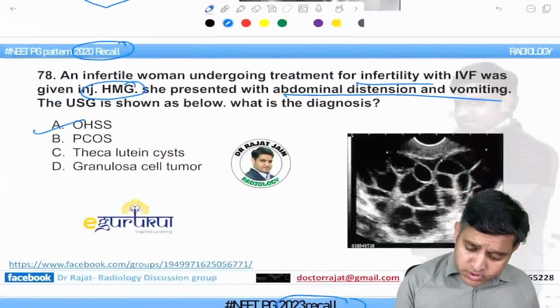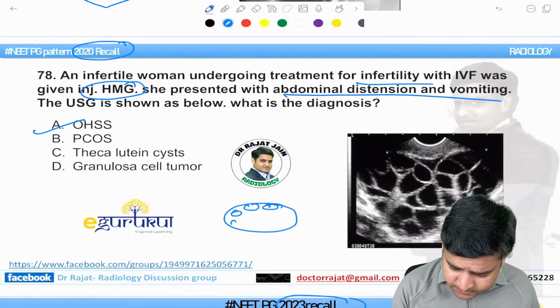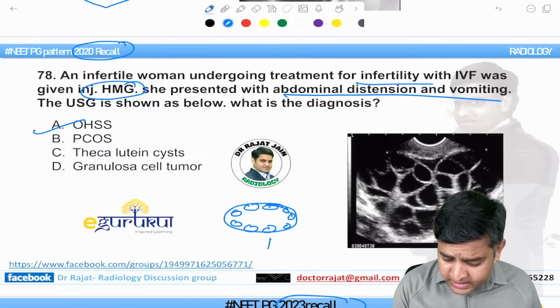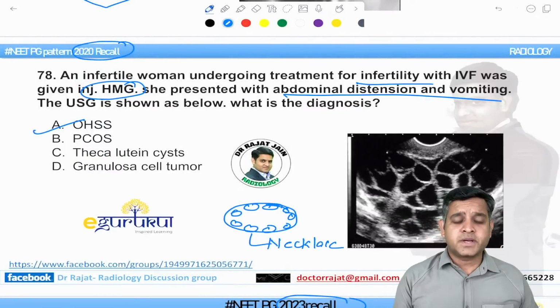Please do not confuse it with polycystic ovarian disease. In polycystic ovarian disease, you are going to see peripheral arranged follicles, which is called a necklace appearance. Necklace appearance, right?